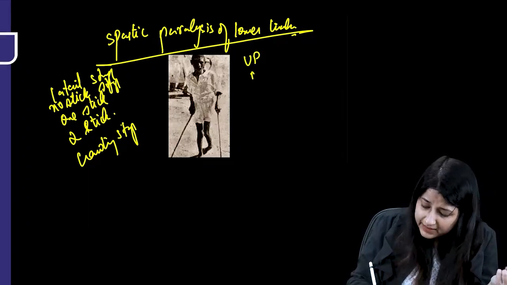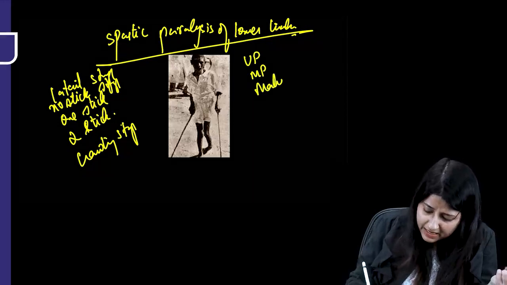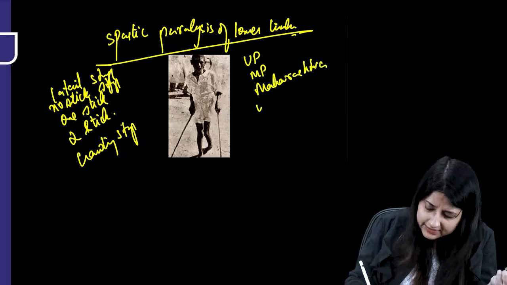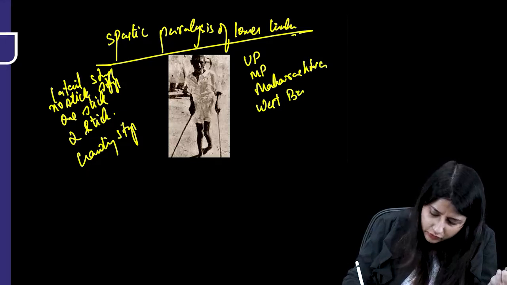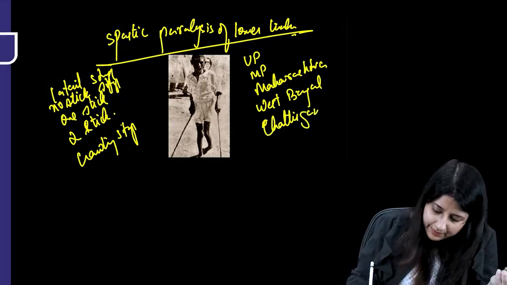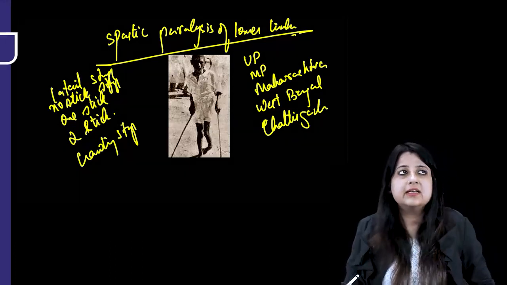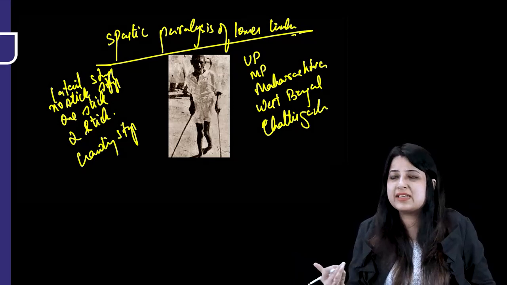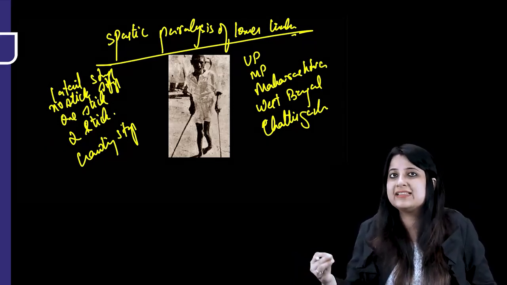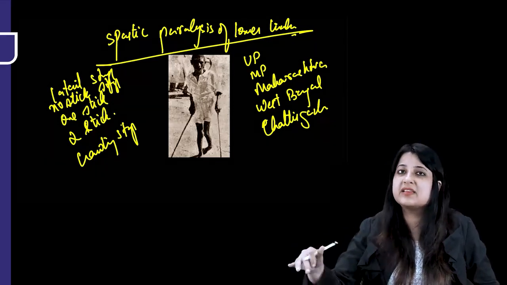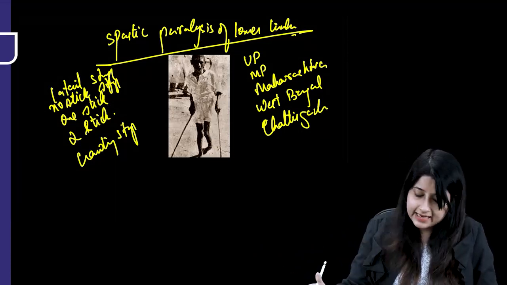Mostly seen in UP, Madhya Pradesh, Maharashtra, West Bengal, Chhattisgarh, these places you will see this. Now remember one thing, if a question comes that a person hailing from UP presents with lathyrism or something like that, spastic paralysis of lower limbs, his diet has been something, he's been consuming some dal. What is it? Neurolathyrism.